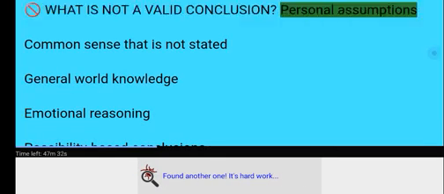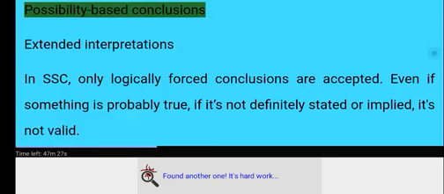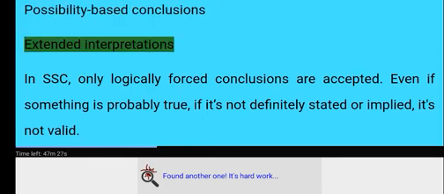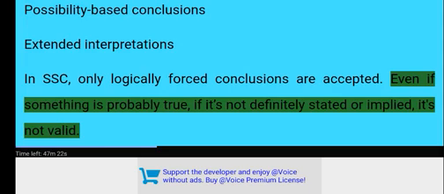What is not a valid conclusion: personal assumptions, common sense that is not stated, general world knowledge, emotional reasoning, possibility-based conclusions, extended interpretations. In SSC, only logically forced conclusions are accepted, even if something is probably true. If it's not definitely stated or implied, it's not valid.